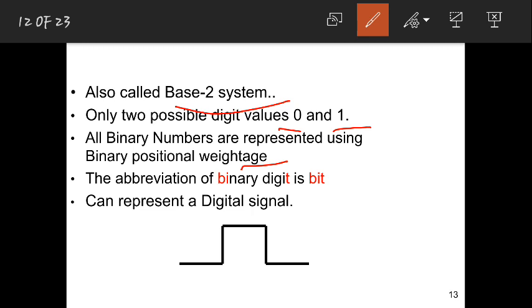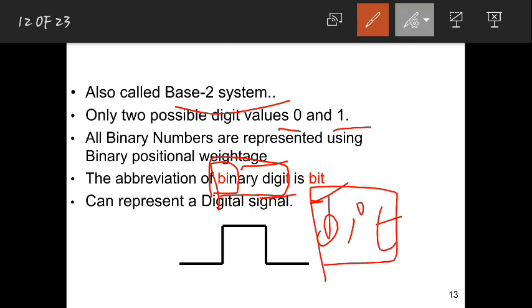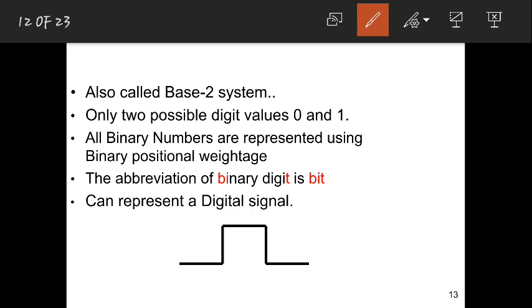Next, the abbreviation of binary digit is bit. From binary he has taken "bi" and from digit he has taken the last "t", which forms a bit. So whenever you write 0, we call it 1 single bit, whenever you write 1, you call it 1 single bit, and when you write a number of bits together you call them bits.